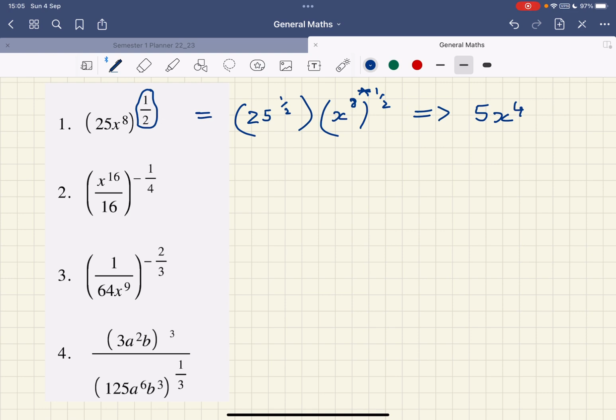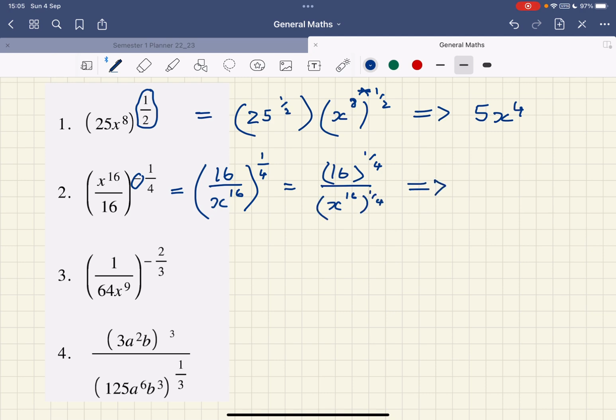So before I start the next one, I'm going to flip over the fraction and make it 16 divided by x to the power of 16. And I'm going to make that to the power of 1/4. This minus here, that flips over, or the reciprocal of the fraction. Now I'm doing 16 to the power of 1/4 on top, and I'm doing x to the power of 16 to the power of 1/4.